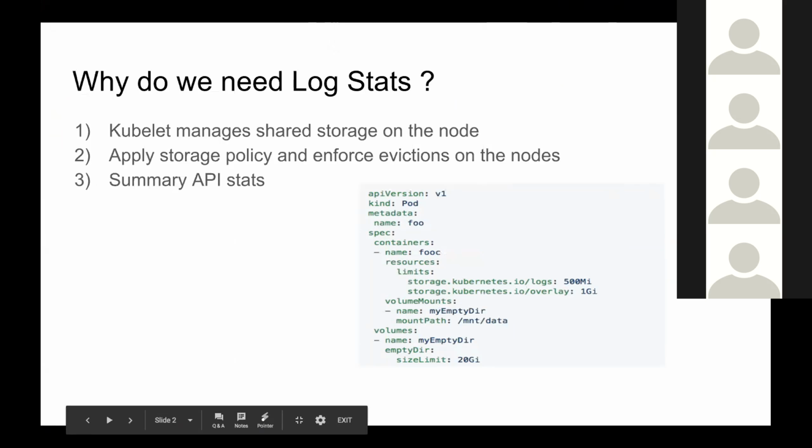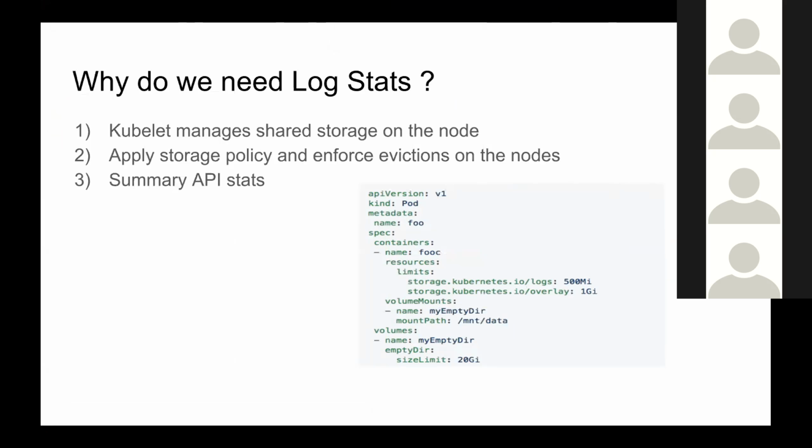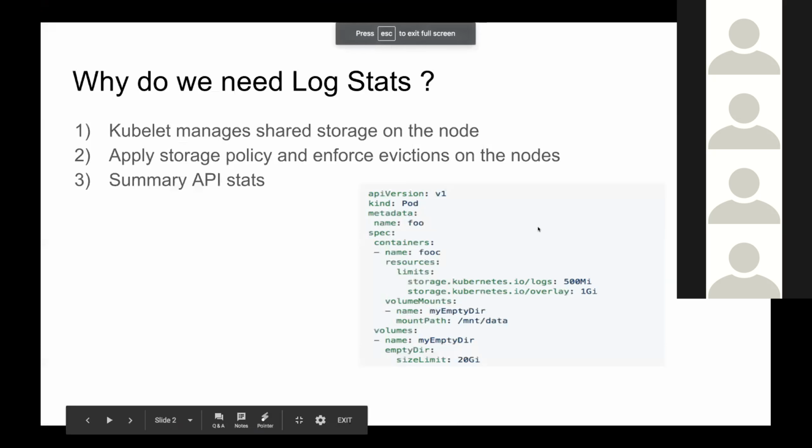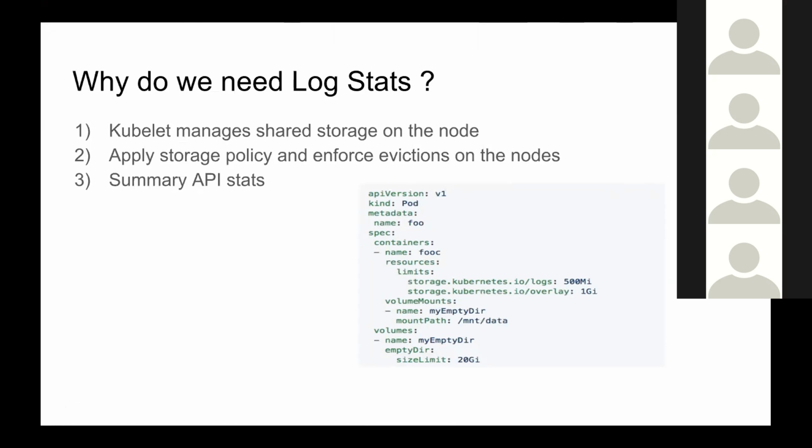Okay. So we just wanted to have a small proposal on log stats. Currently, log stats are being used for storage policy enforcement on the nodes, because kubelet is managing the shared storage on the nodes, and also for evictions, for summary stats APIs, and things like that. And most importantly, it's used at the container level, so we would need container level log stats.